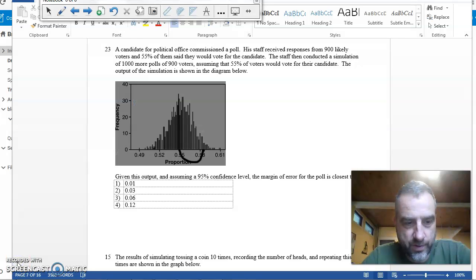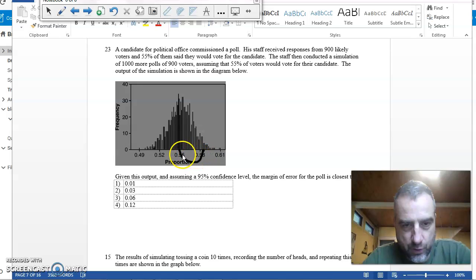This is question number 23. I'm not sure if I actually assigned this or not in the end. But this is a margin of error, and we're just kind of guesstimating this. I'm looking to see maybe where 95% of the data is. So I'm looking at about 0.52 to 0.58. So the margin of error is plus and minus the 2 standard deviations.